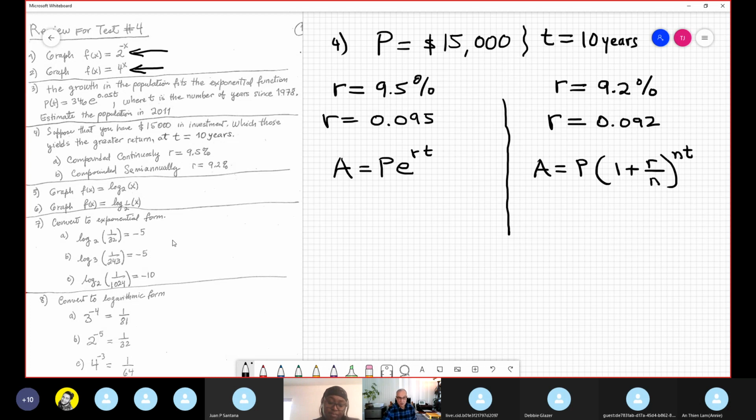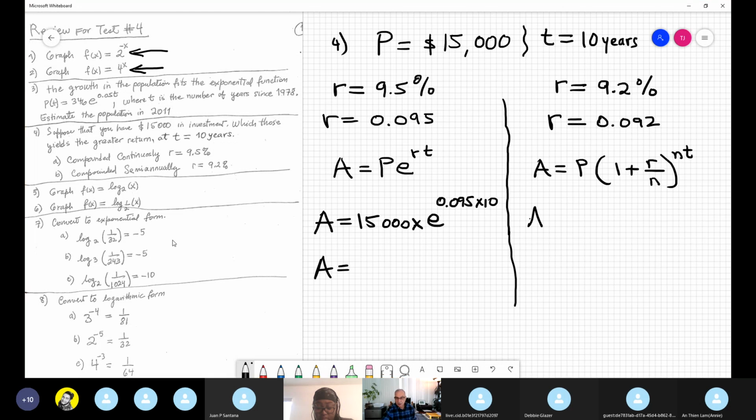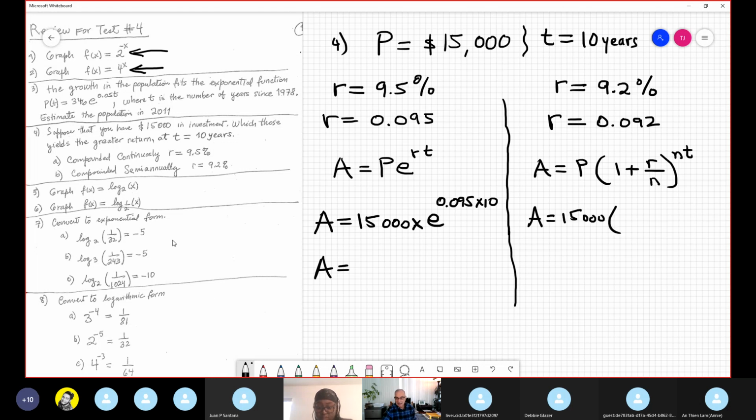Okay, now plug it in. A equals 15,000 times e raised to 0.095 times 10. And the second one is A equals 15,000, exactly the same, times (1 plus 0.092 divided by 2) raised to the exponent NT, which is 20 in that case. I forgot to say something, it's compounded semi-annually, which means N is 2 and T is 10.